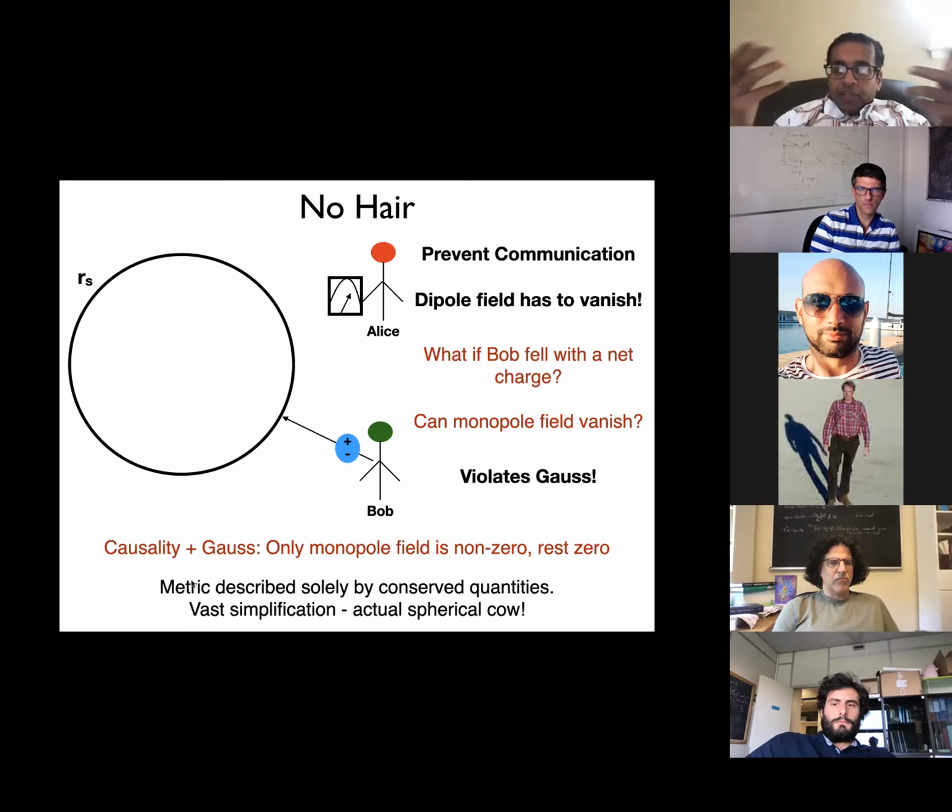This, of course, leads to a vast simplification, because the incoming object that actually formed the black hole is not just described by its conserved quantities. It's got an enormous number of moments. A star would have 10 to the 57 moments if it's one solar mass. But all of that complication disappears, and the exterior metric is just described by a small number of parameters.